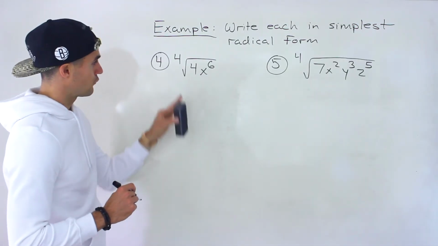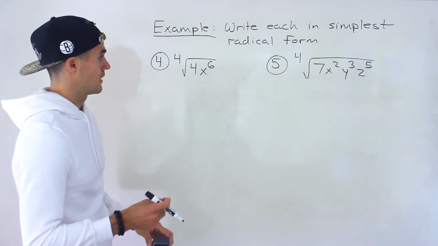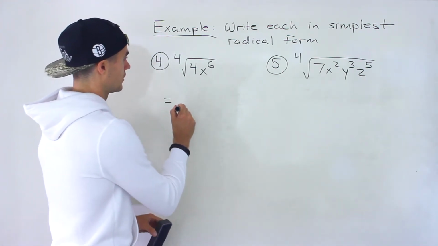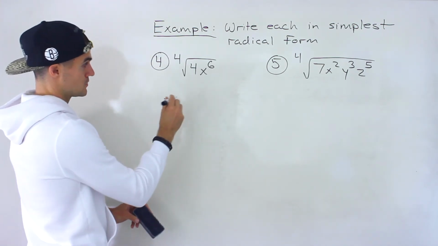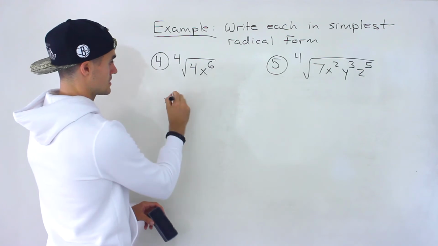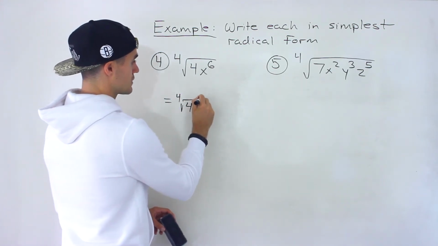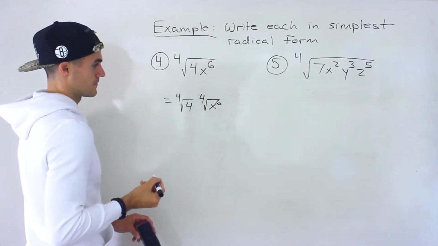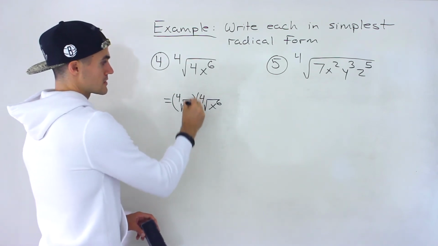Then moving on to number 4, we got the fourth root of 4x to the 6. So this one actually looks more simple than number 3, but there's actually a lot going on here. That's why I wanted to go over this example. So first thing we could do, we can break this down into the fourth root of 4 times the fourth root of x to the 6, like that. And then we could work with both of these separately.